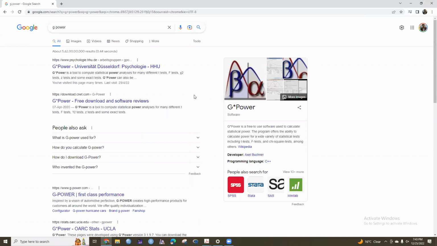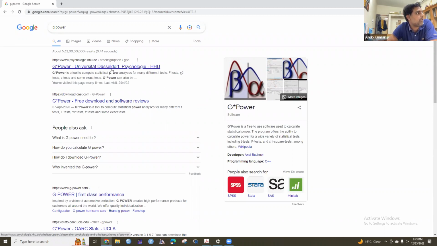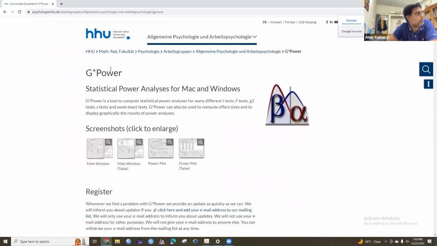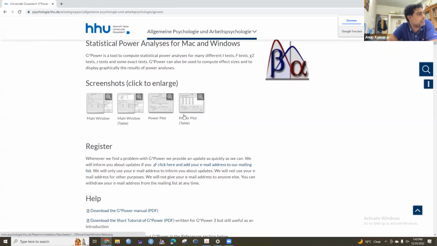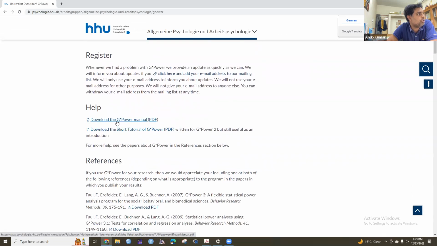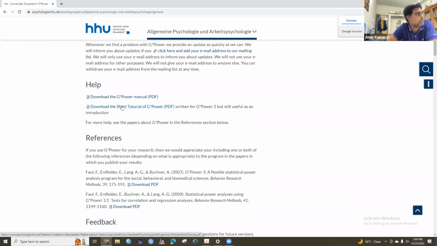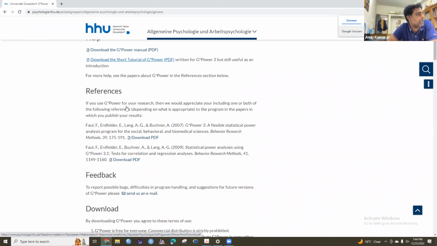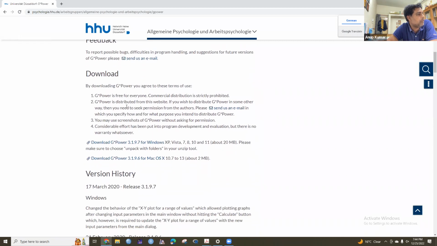Correct. So this G-Power software is a freely available software. In Google, you type G-Power and click on the first result which you are going to obtain. So you can see this is the end. Then you can download the G-Power manual. It will help you in how you can put the different values. Short tutorial of G-Power. So these are the PDF manual and helpline guidelines which you can get.